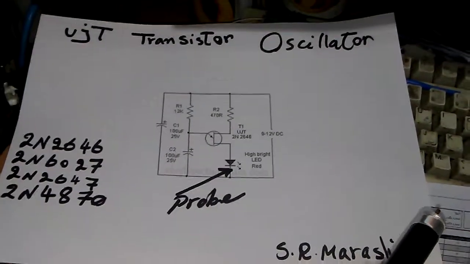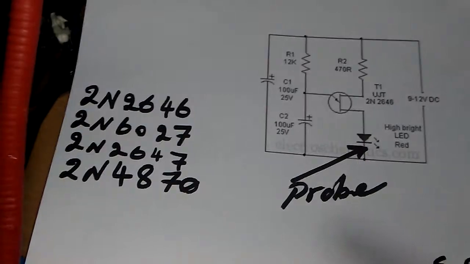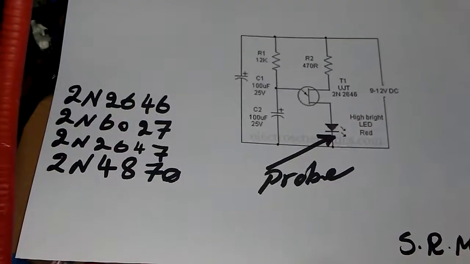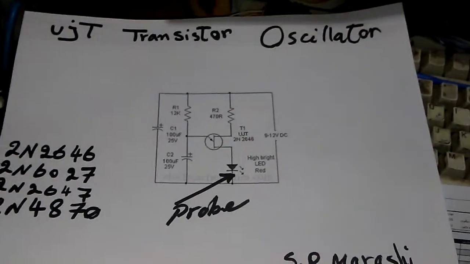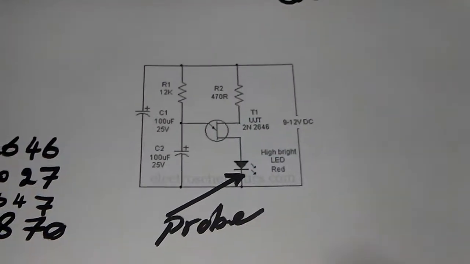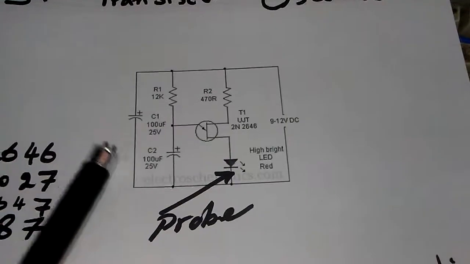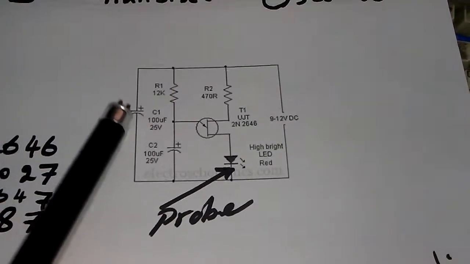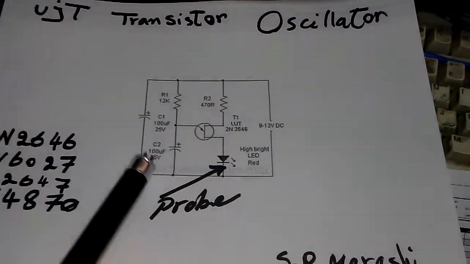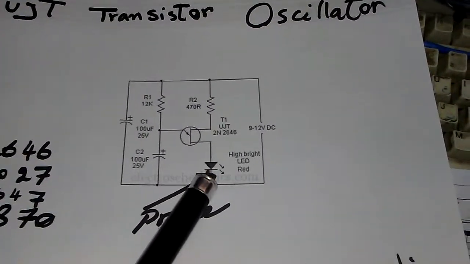The UJT transistors that are easy to find and cheap are 2N2646, 2N6027, 2N2647 and 2N4817. So the thing is, this oscillation needs 9 to 12 volt DC at least, and it is much better to use a stabilizer capacitor here. I use 100 microfarad, and for this schematic I use a 100 microfarad electrolytic to blink this LED.